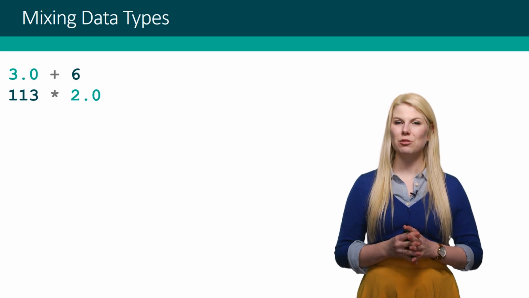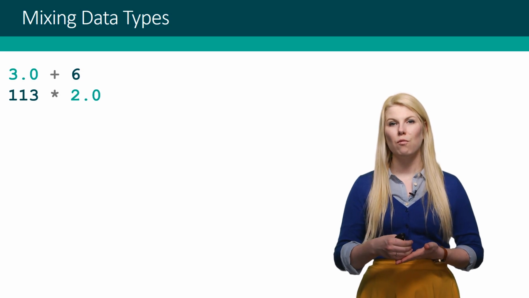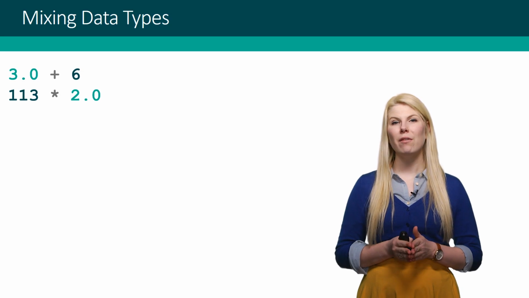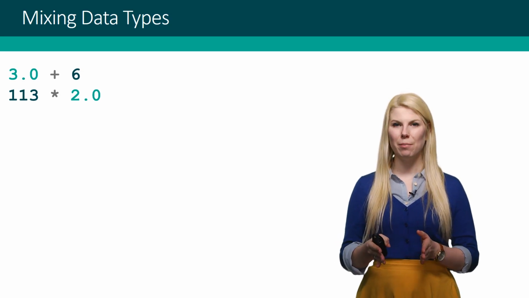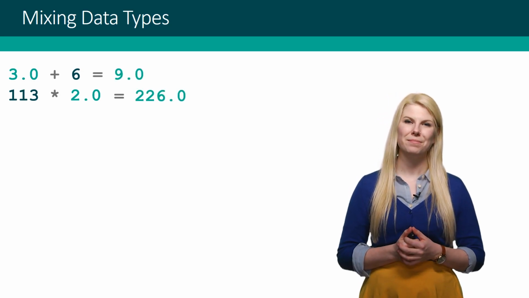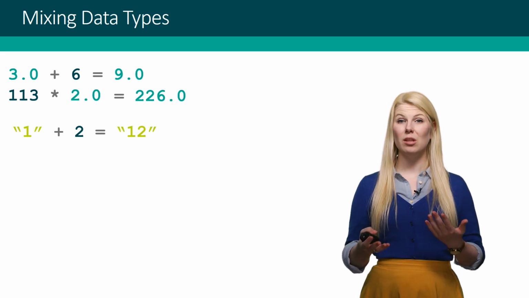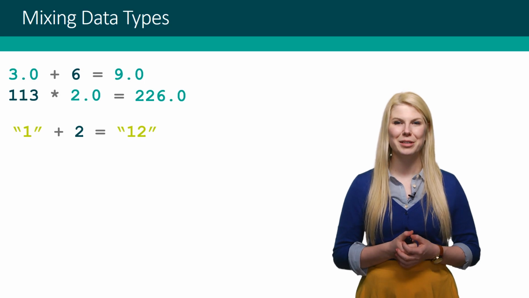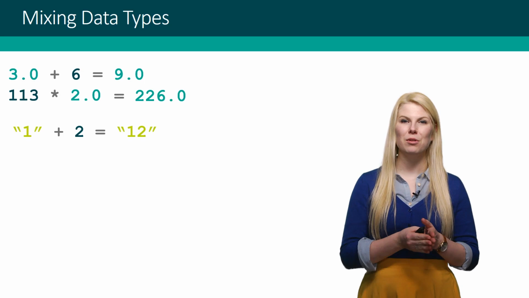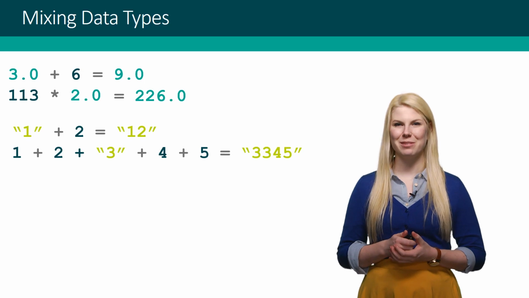Now, because Java is so strict about its data types, it also has a very strict set of rules for what to do when two data types interact. Whenever an int and a double come up against each other, the result is always a double. Whenever a string comes up against anything else, the result is always a string. A string plus anything is a string. So because the computer moves from left to right, you've got to pay close attention, otherwise you can get some funny results.